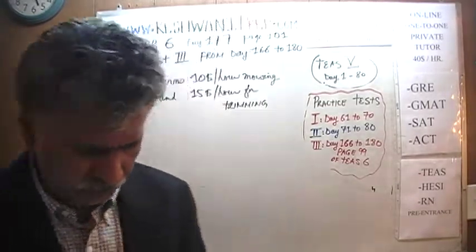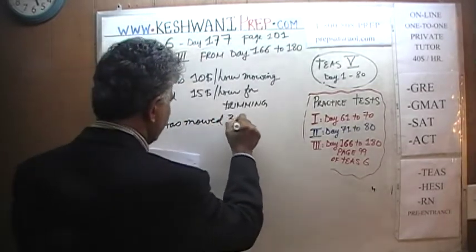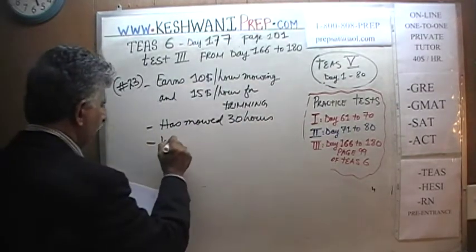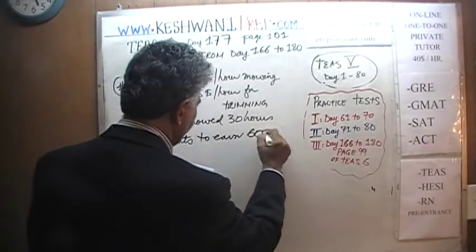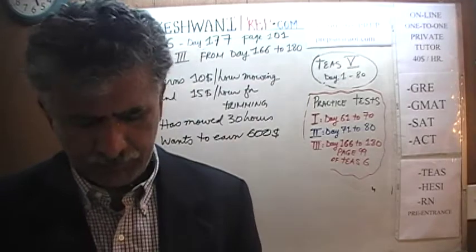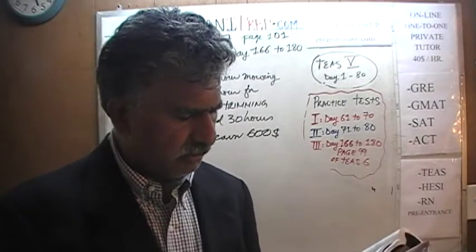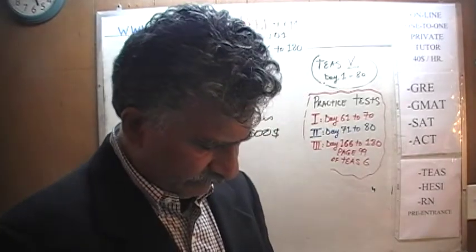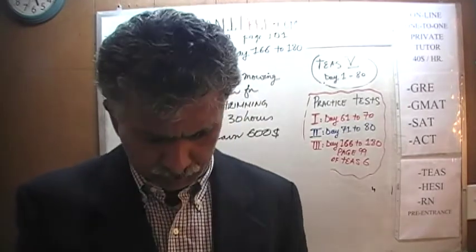So we know that she has already mowed for 30 hours. And we also are told that she wants to earn $600 total. What is the question asking? The question is asking probably how much trimming she has to do, how many hours. Number 23. She has mowed for 30 hours. Which of the following is the number of hours remaining that she must trim to earn the total of $600.